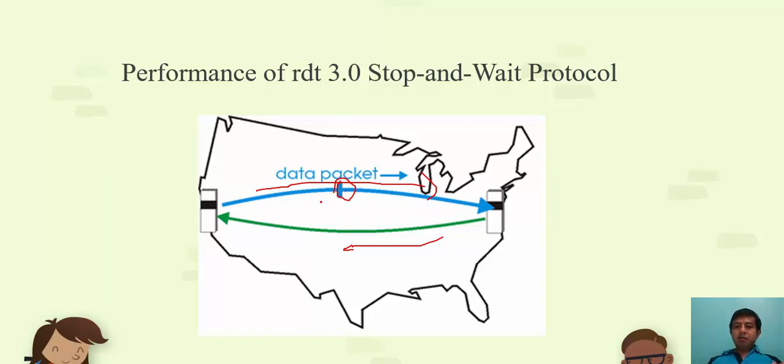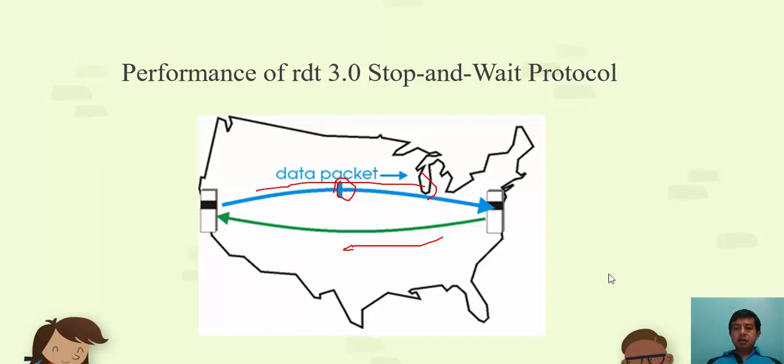A single packet flowing over the network at one point in time, and what can be the efficiency of the network? You can simply understand it would be very low. We cannot have a network with such type of protocol.